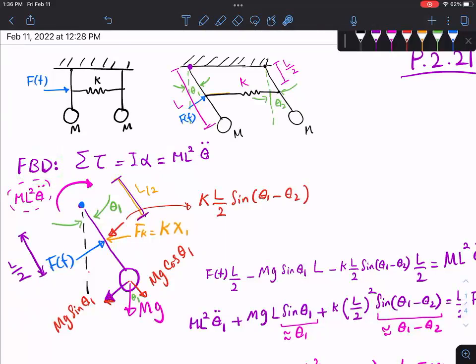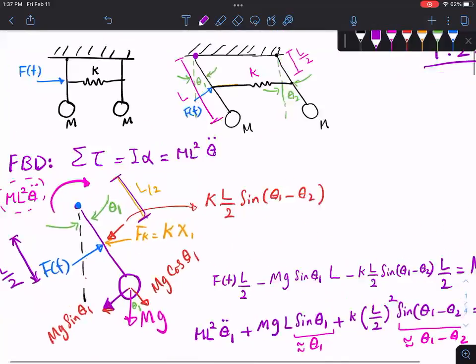Since this is a rotational motion, I know that I have to use the equation sigma tau equals I alpha. The sum of the torques is equal to the moment of inertia times the angular acceleration. For the first pendulum, the inertia would be m L squared, because this is a mass connected to a rod, and the acceleration alpha is theta double dot. So here we will have theta 1 double dot for our first system. This equation is just a general equation.